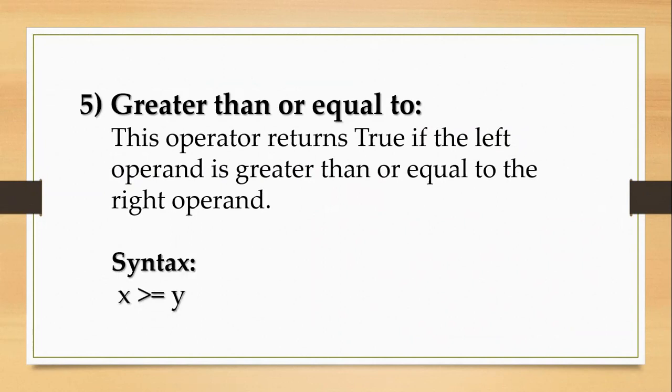Fifth one is greater than or equal to operator. This operator returns true if the left operand is greater than or equal to the right operand. The syntax for greater than or equal to operator is x greater than and equal to symbol y.